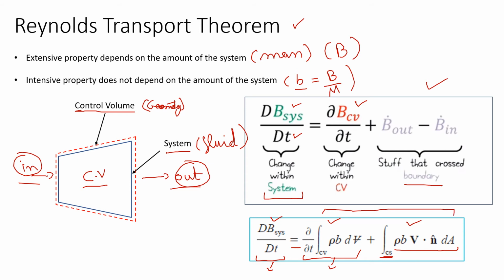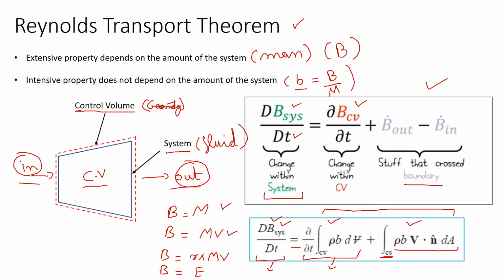So the Reynolds transport theorem was very important for us because using this extensive property parameter, we can now derive the conservation of mass by taking our extensive property as mass, the conservation of momentum by taking our extensive property as momentum, the moment of momentum by taking the extensive property as moment of momentum, and the energy equation by taking the extensive property as energy. So this gives us our continuity equation.